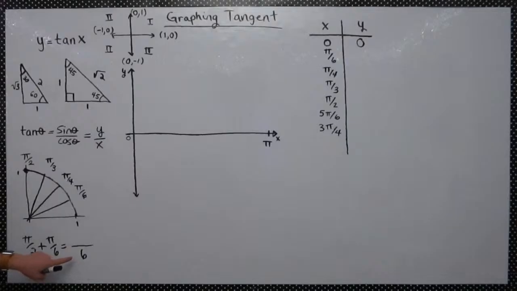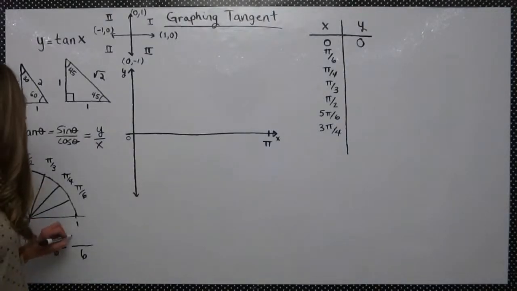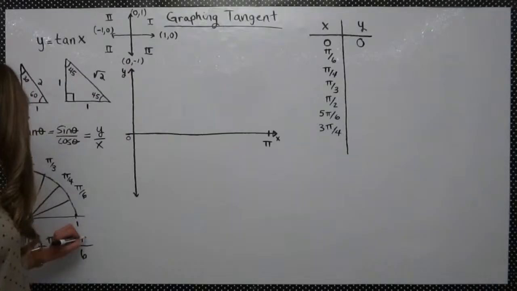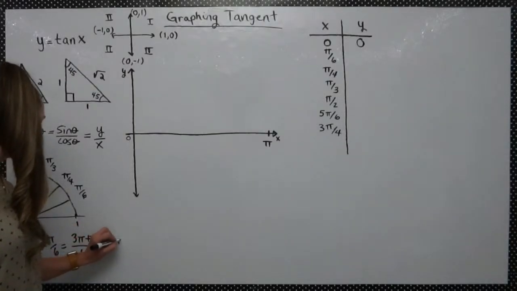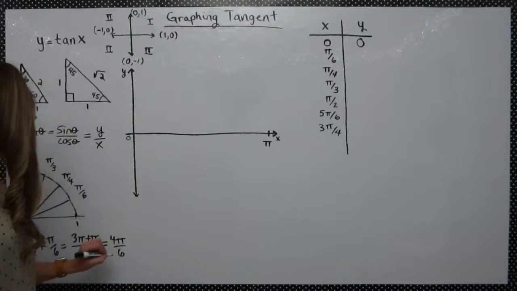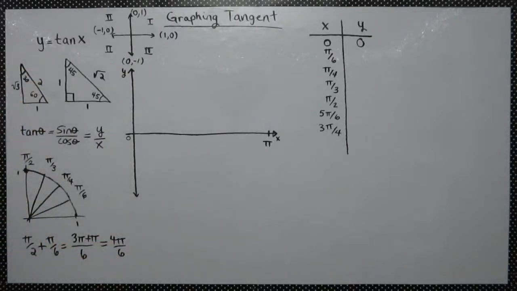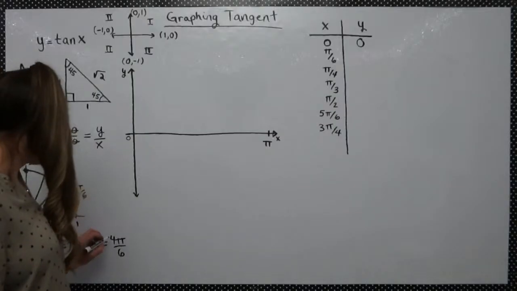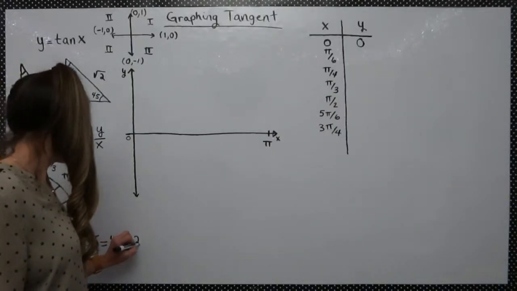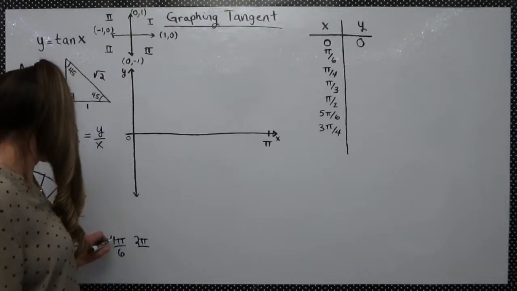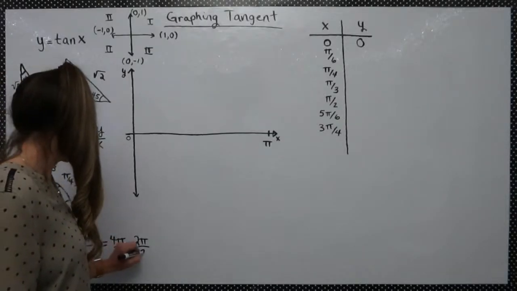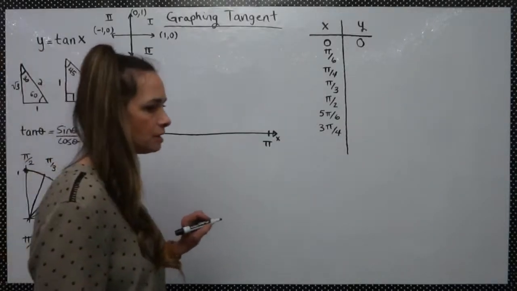So 2 goes into 6 3 times. So we got 3 pi plus 1 more pi. That is going to give me 4 pi over 6. What did I do wrong? Did I do something wrong? Maybe. All right, so half of 4 is 2. I guess not. All right, and then half of 6 is 3. 2 pi over 3, does that sound right?